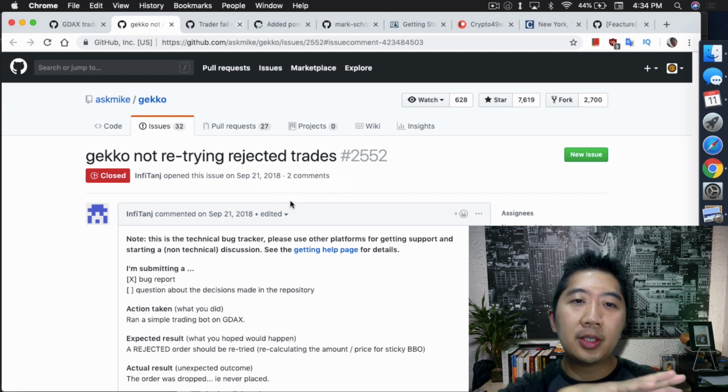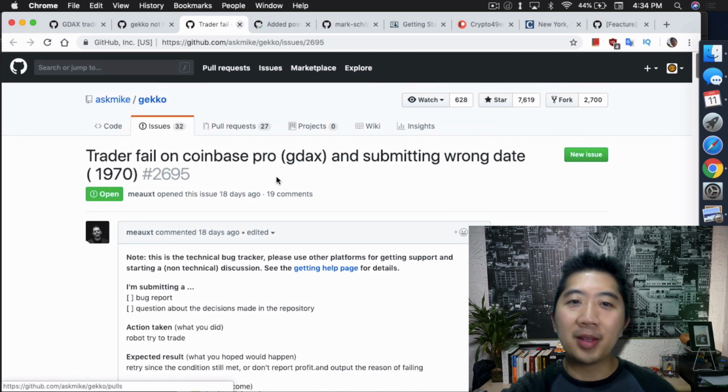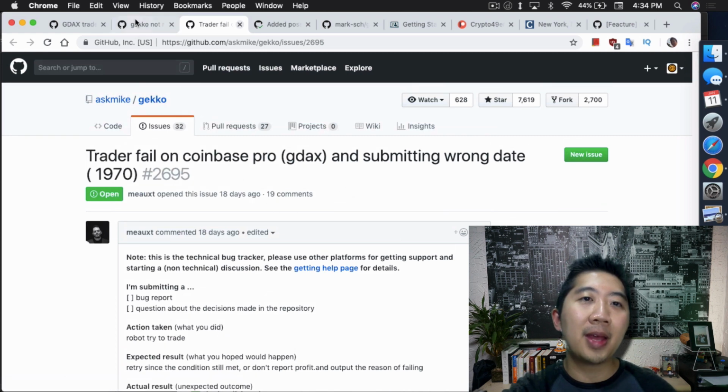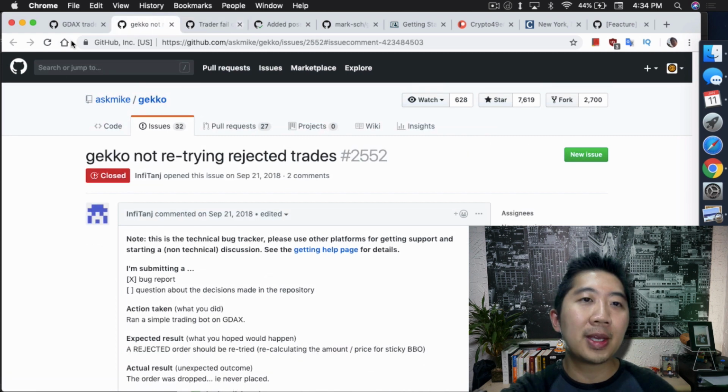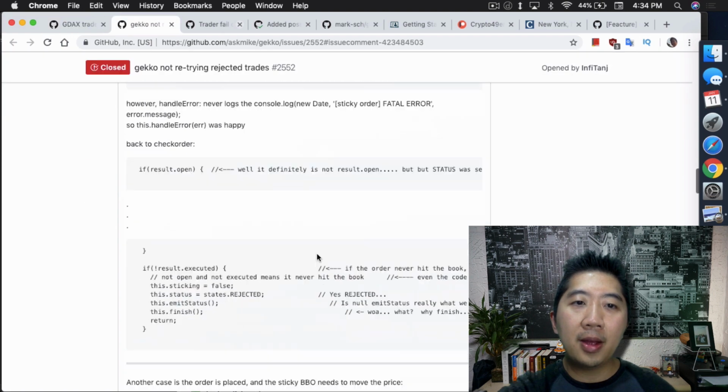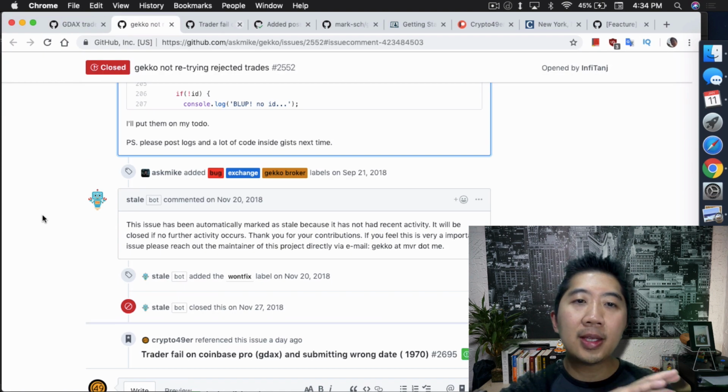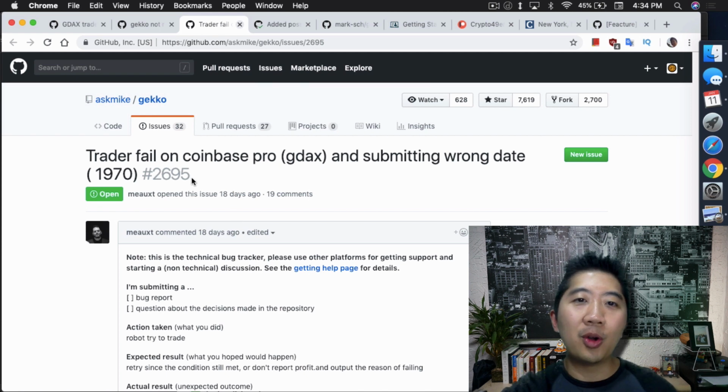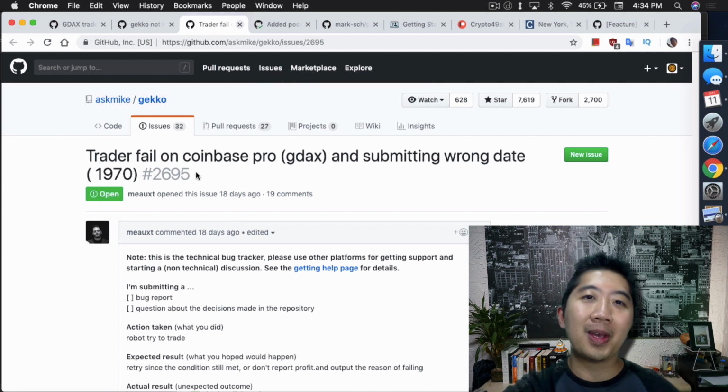Trying to find a way to get Gekko to retry the rejected trades. And actually, this is the ticket I'm working on at this moment, basically an active ticket. Again, the reason you see so many of these closed tickets is because there's a stale bot set up by AxMike. So basically, any issue ticket that's been open for more than 2 months with no one commenting on it gets closed automatically. So I'll hopefully try to keep this one open and eventually fix this issue.